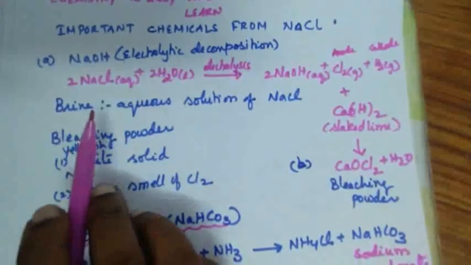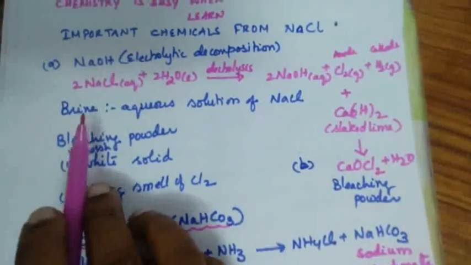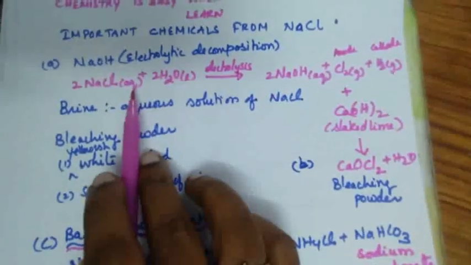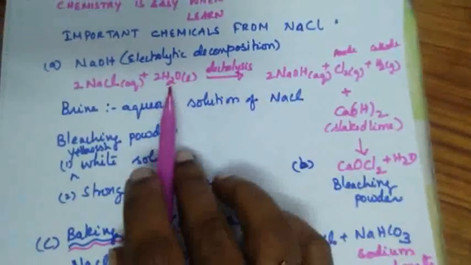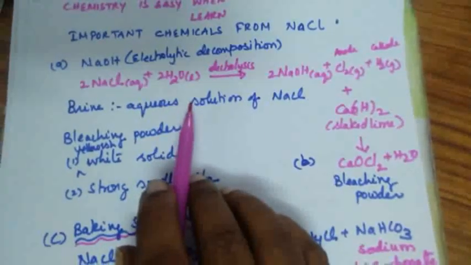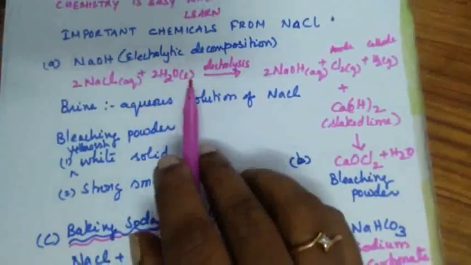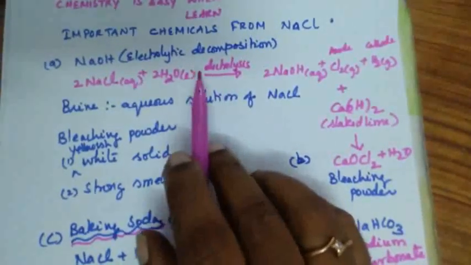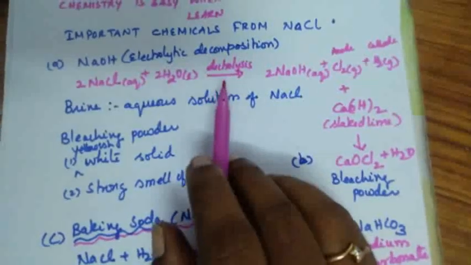Okay, so what we do, we take brine solution. Brine is aqueous solution of NaCl. For balancing the equation purpose, we have added water because brine solution itself contains water. NaCl plus water on electrolysis, that is by putting anode and cathode and passing electricity.